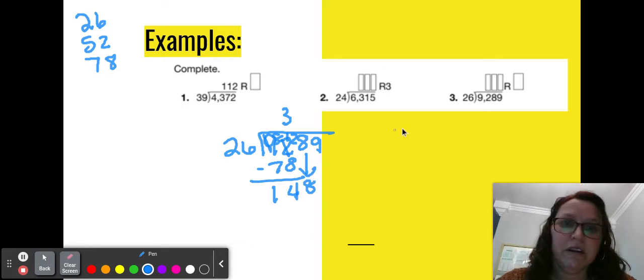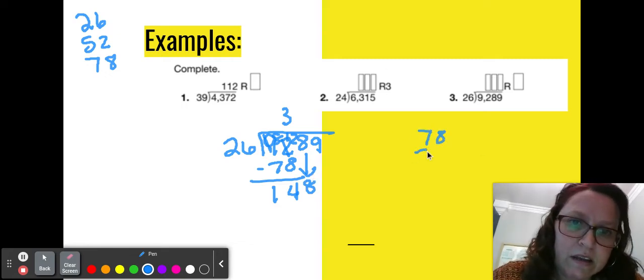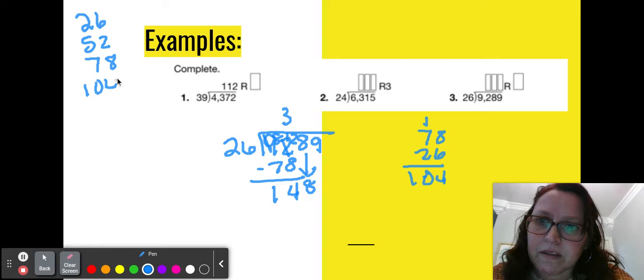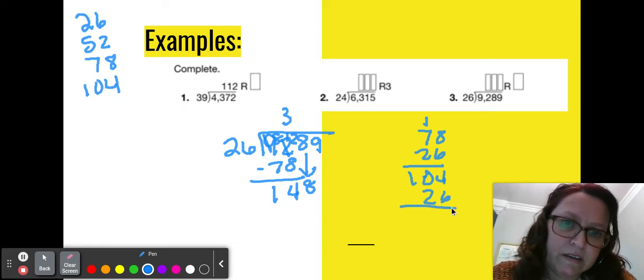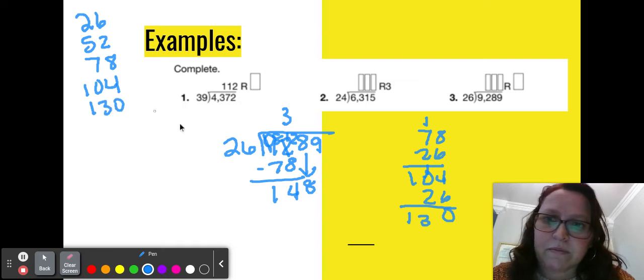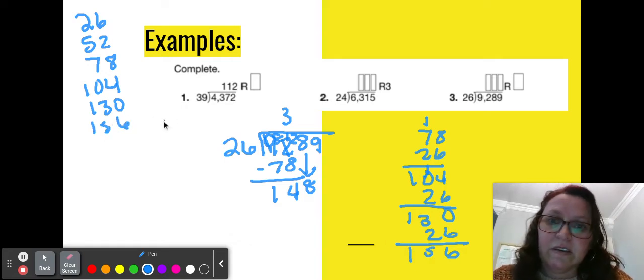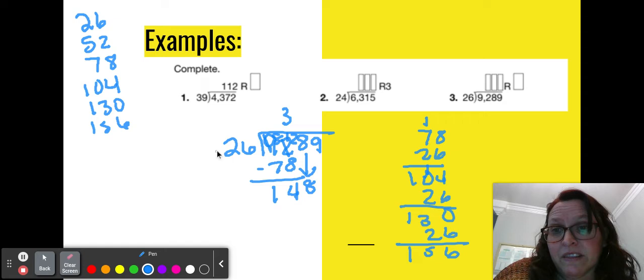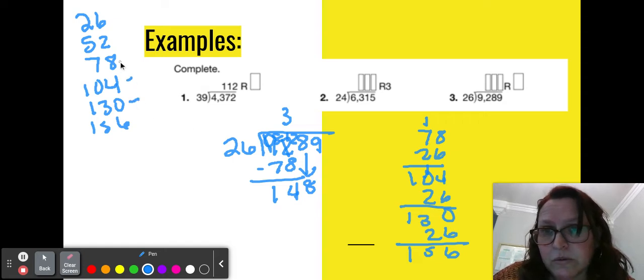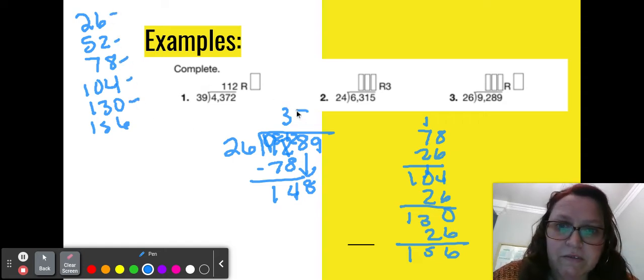So I've got to add up a little more. So 78 plus 26 is 104, plus 26 is 130, plus 26, I'm going to do one more, 156. So I'm looking at 148, so the number less than it is 130, so that's 1, 2, 3, 4, 5. So I'm going to put 5 right here. 5 times 26 is 130.